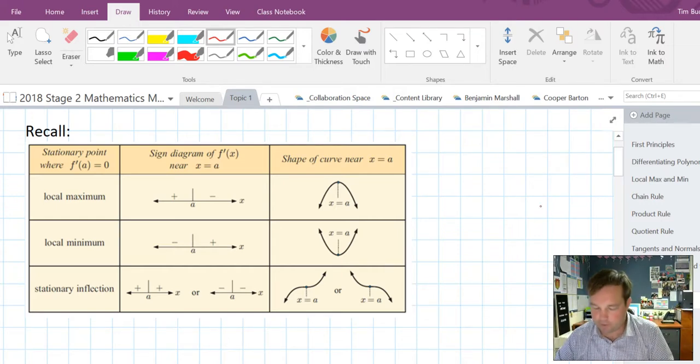Good morning, Year 12s. What we're looking at today is optimization. Now, optimization is really quite difficult to teach because it draws on so many different areas of maths.